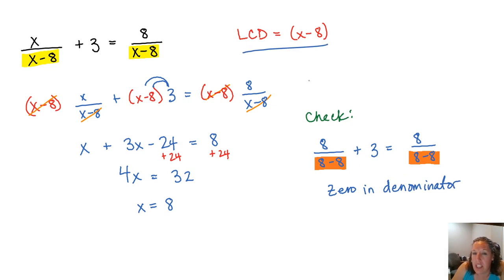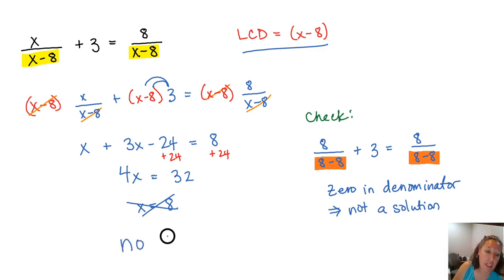Anything that makes that LCD 0 is a problem. We can't multiply everything by 0, which is effectively what we did by multiplying all of those by that LCD if x is equal to 8. So 0 in the denominator means that this is not a solution. So we're going to throw this out, and that was the only potential solution. So that means that this equation has no solution.